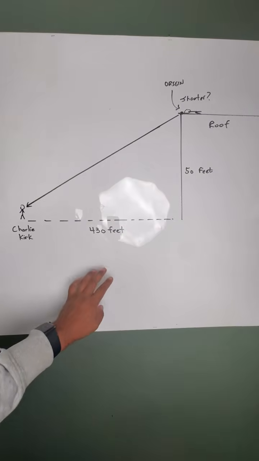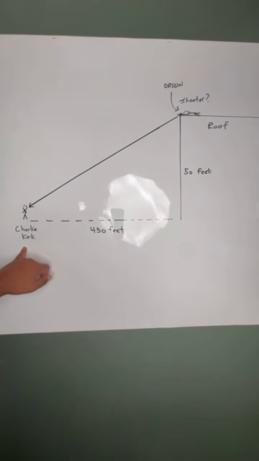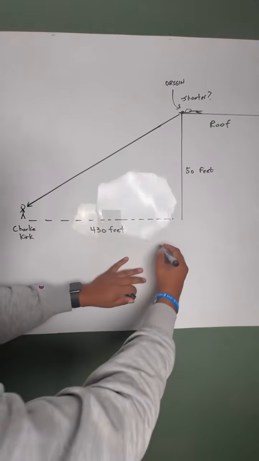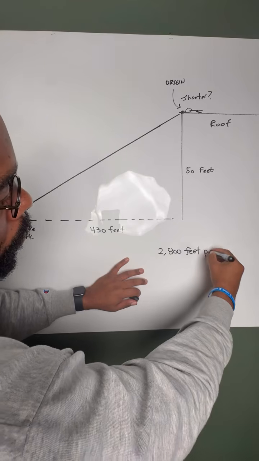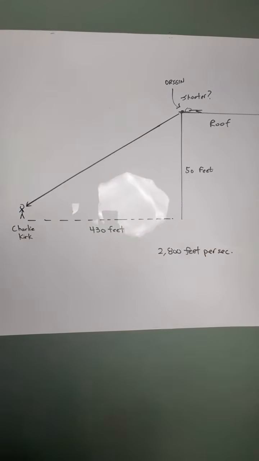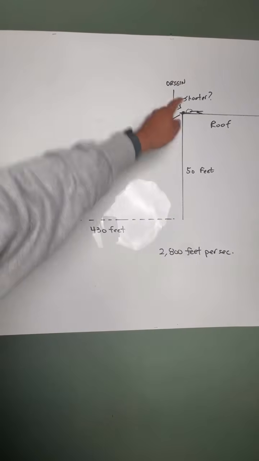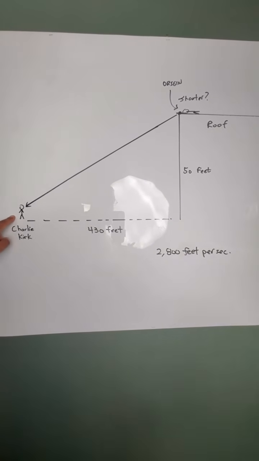Public reporting places the alleged rooftop position 430 feet from Charlie Kirk. So for this model, let's assume three things: that the bullet traveled at 2,800 feet per second, and the rooftop was 50 feet above the impact position. For the sake of time, we will initially ignore wind and air resistance, because those things are factors.